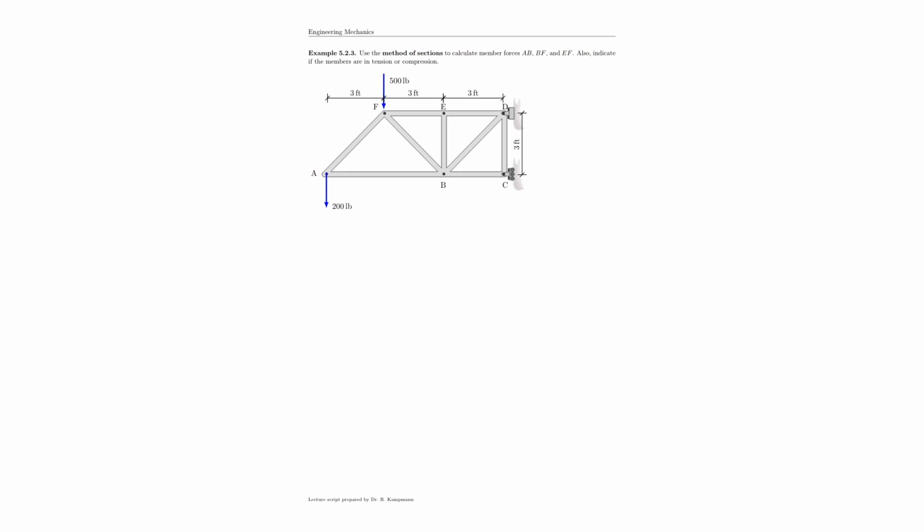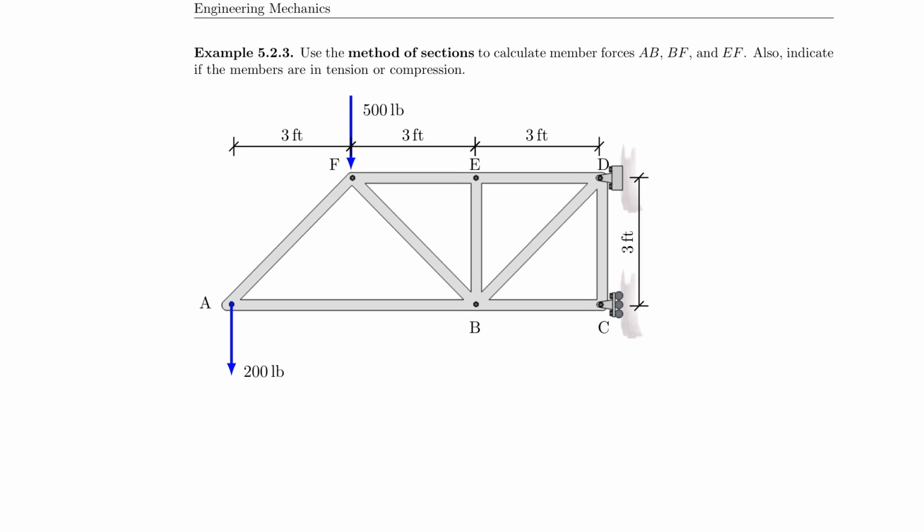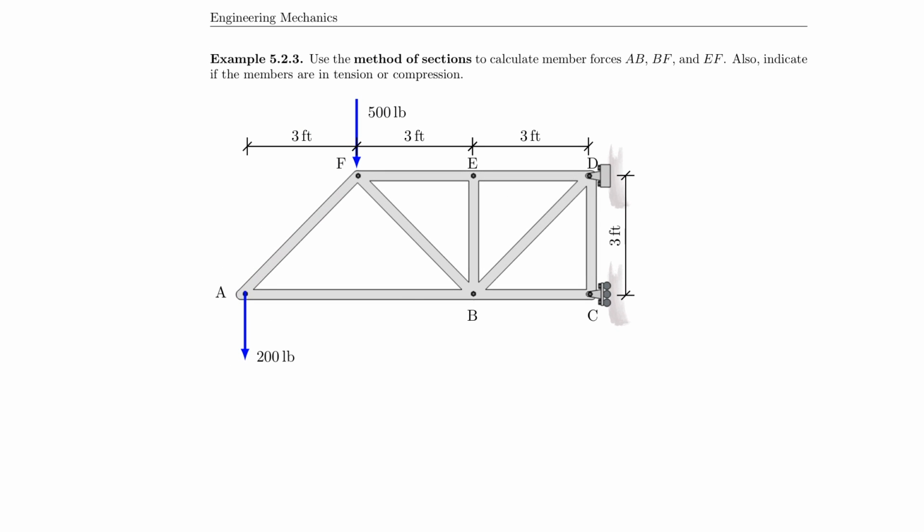Let's solve another problem. Let's look at this method of sections problem. So what are we asked here? Let's look. So method of sections and AB, BF, and EF. Let me identify those. So AB would be right here.